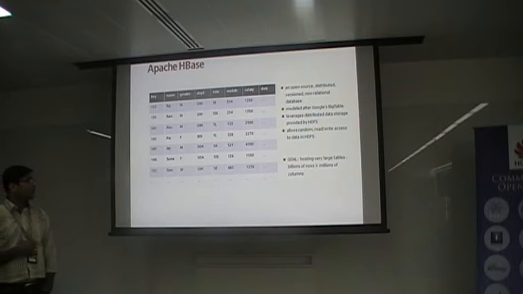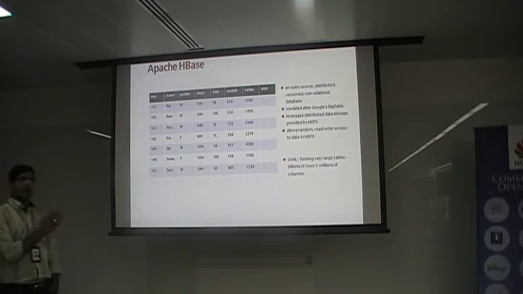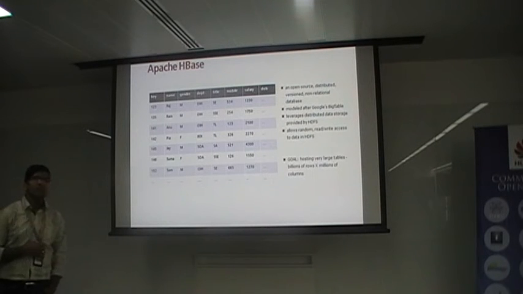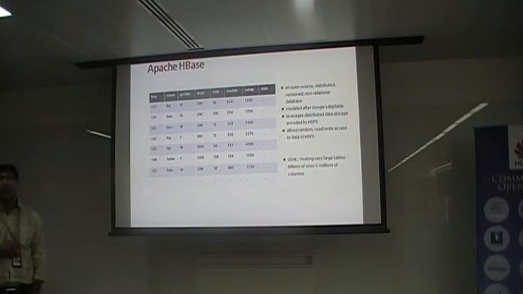Then HBase allows random read and write access over HDFS. The main goal of the Apache HBase project was to support billions of rows and millions of columns. So that's where it performs much better than other databases.